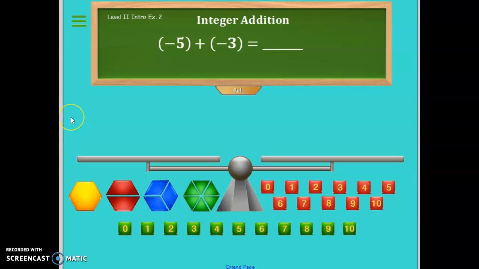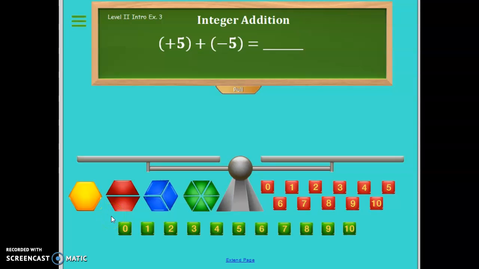Now we have a negative 5 plus a negative 3. So now we're going to use the green number cubes. So we have a negative 5 plus a negative 3. And you can see 2 greens is going to equal a green, right? So negative 5 plus negative 3 equals negative 8.